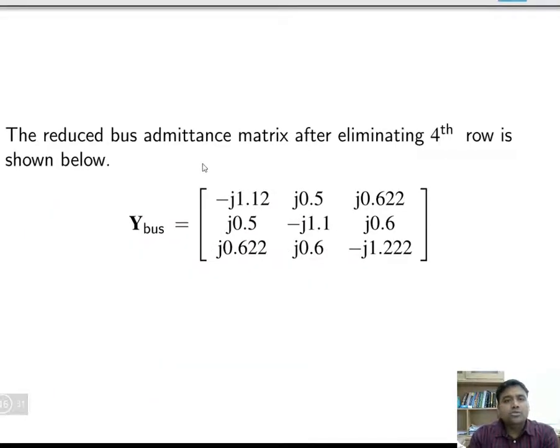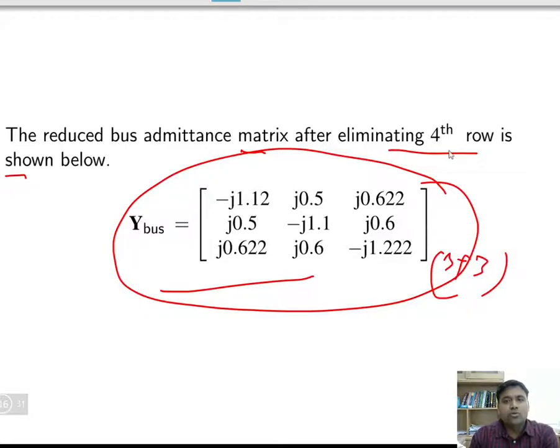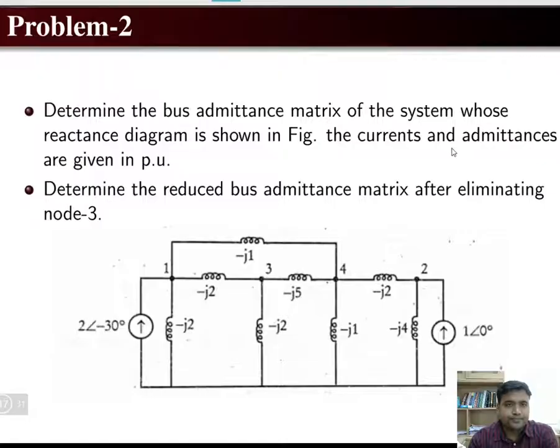So the reduced bus admittance matrix after eliminating the fourth row is shown below. So this is the element which is equal to a matrix of 3 cross 3. So the fourth row has been eliminated.